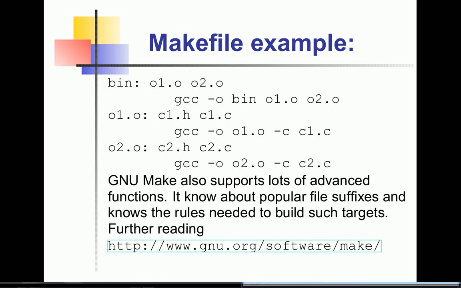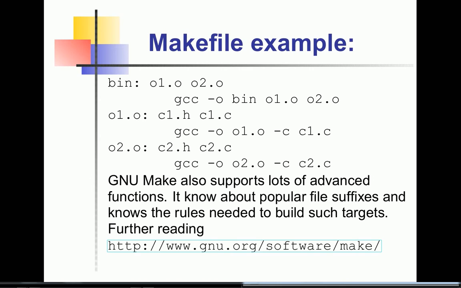So here's a really simple makefile example, how you would write a Linux makefile. You have a binary called bin, which depends on two object files, o1.o and o2.o. And you compile this by gcc -o, which means you want to link stuff together from o1 and o2 into bin. The -o actually means that should be your output.